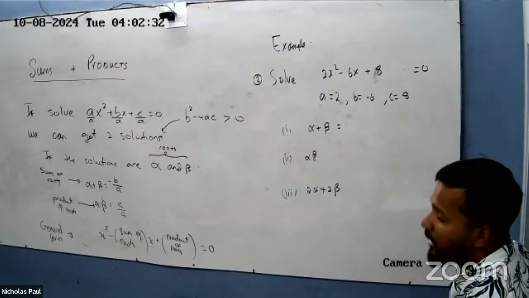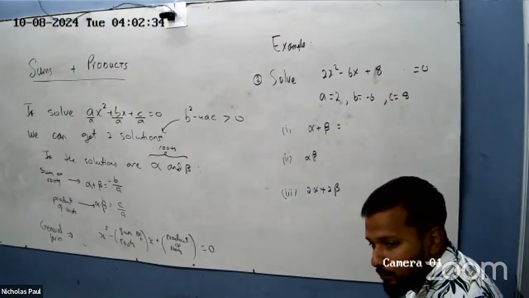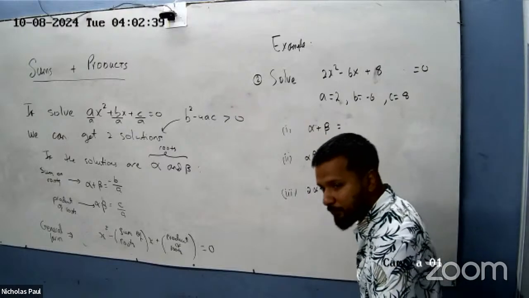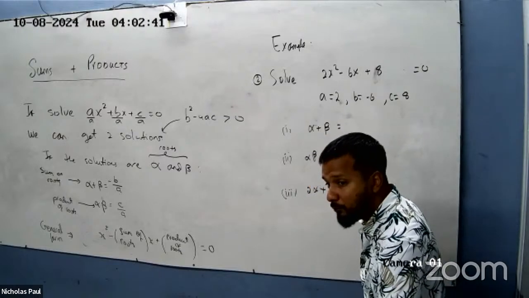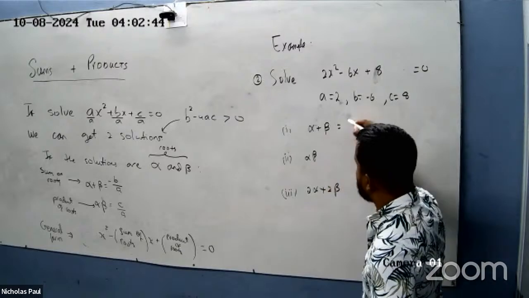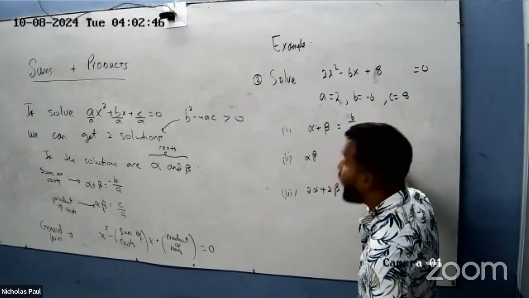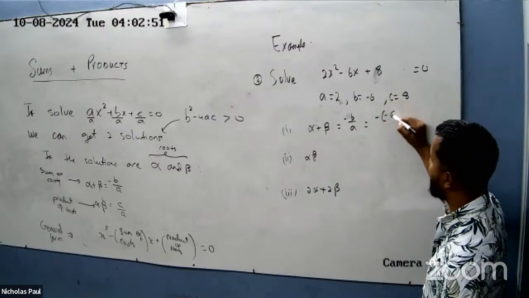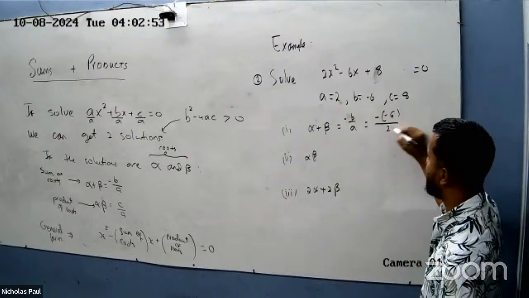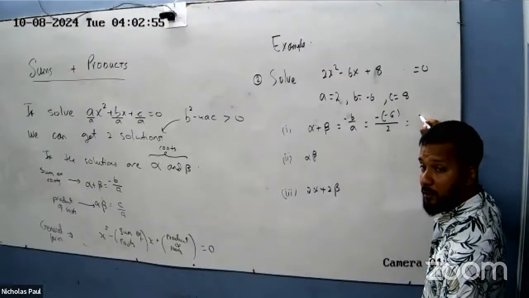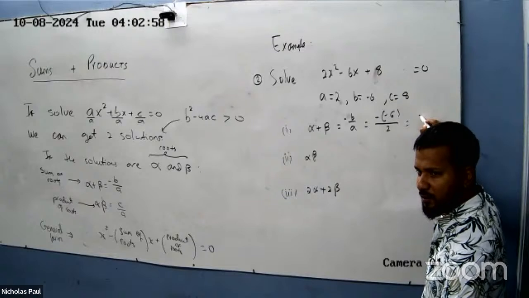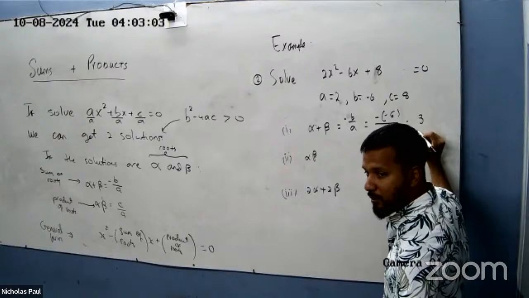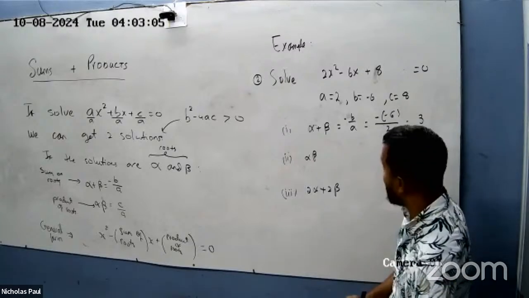Nathan, how do we get alpha plus beta? I want to know what is the sum of the roots. What will you do? Put negative B over A. That's the formula. So that'll be minus 6 all over 2, which is... so the answer is 3, right?